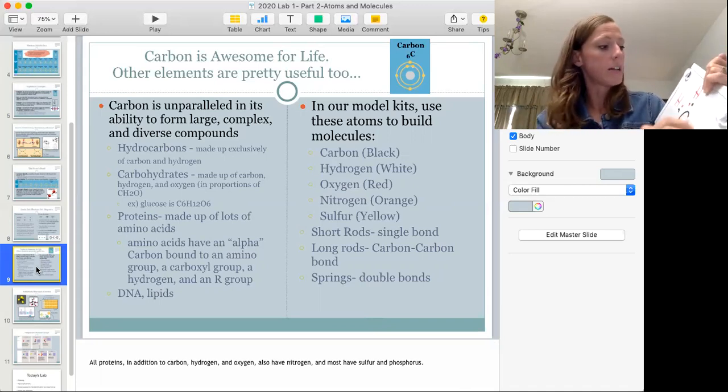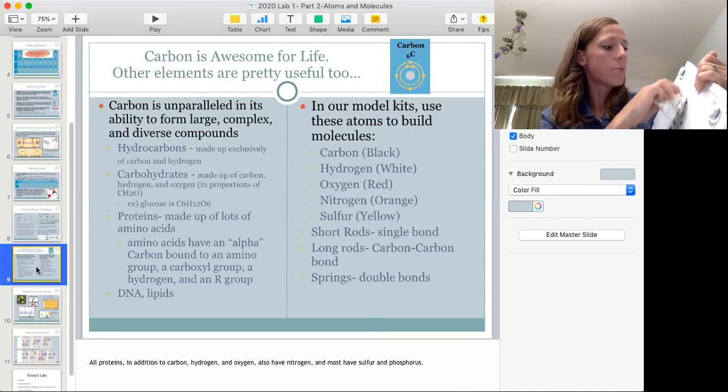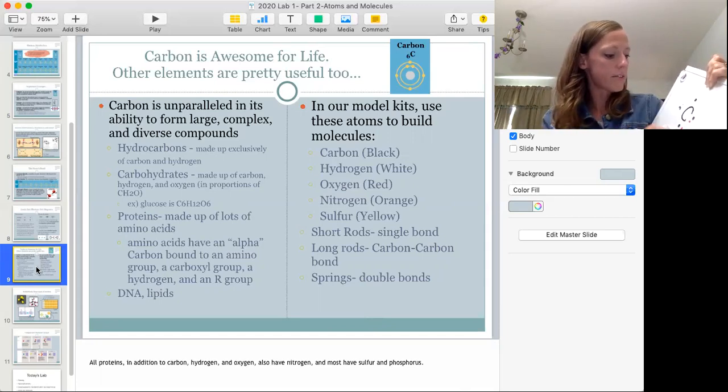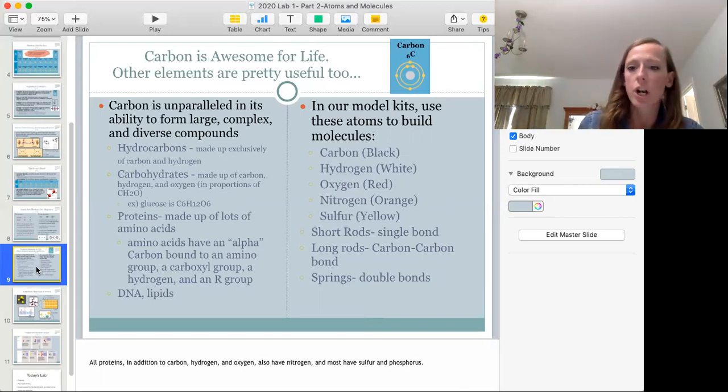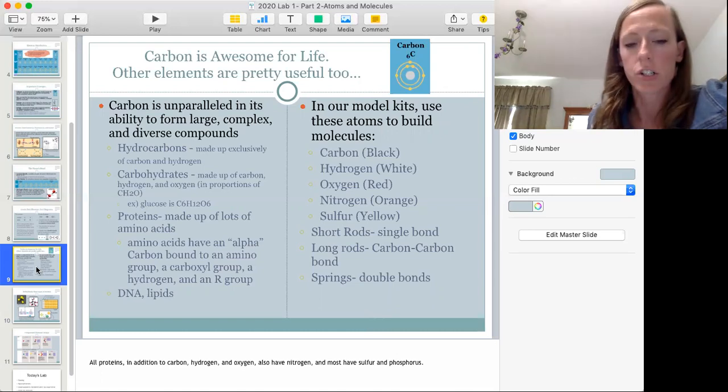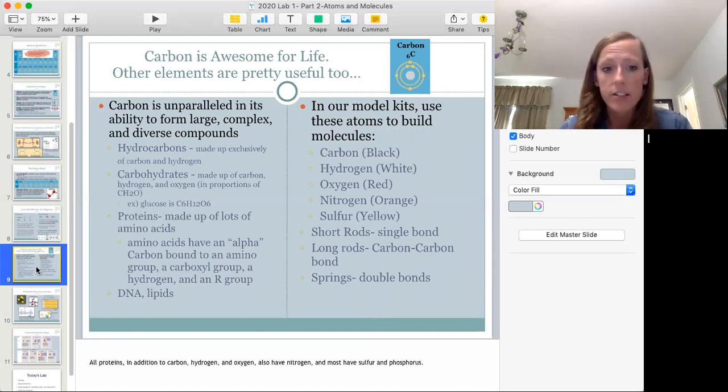It can make double bonds with oxygen. There are tons and tons of ways, because it has 4 electrons, tons and tons of ways that it can combine to make larger and very diverse compounds. So some of these we should be familiar with, some of the carbon-based compounds. And we're going to put them into categories. So hydrocarbons are made up exclusively of carbon and hydrogen, just carbon and hydrogen. And the one I just drew, methane, is an example of that, okay?